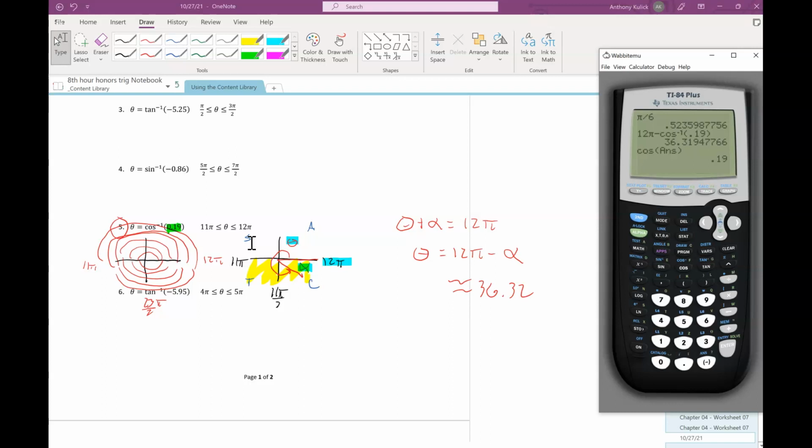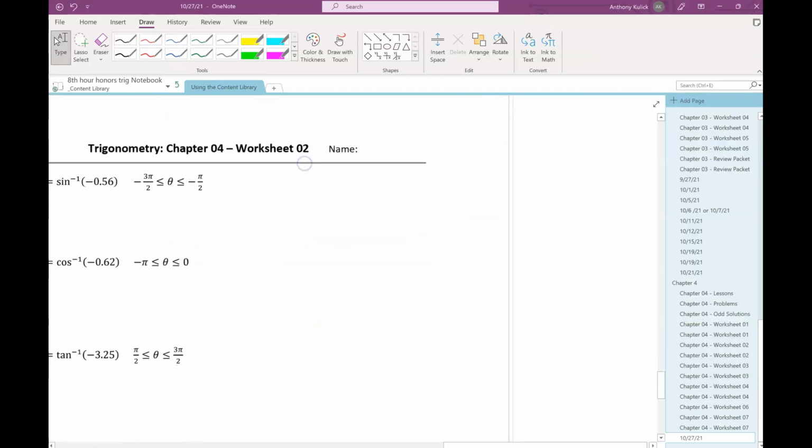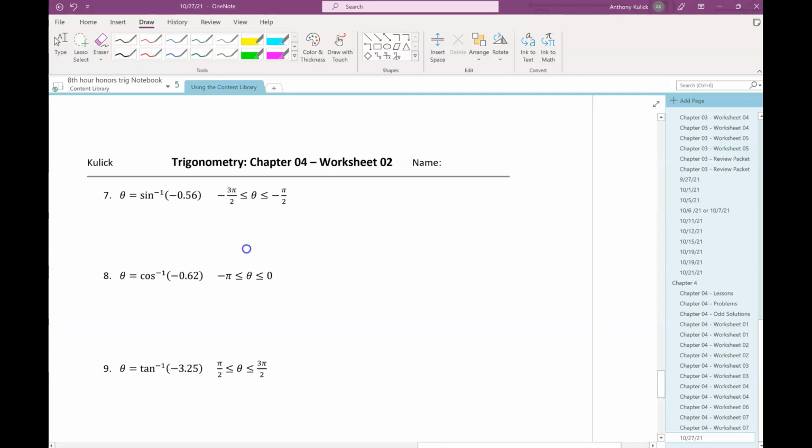What do you guys think? Luke? 7? Is it because it has the negatives? Sure. Okay.